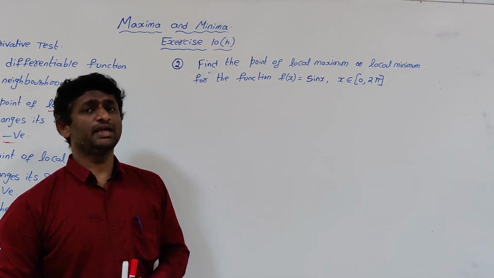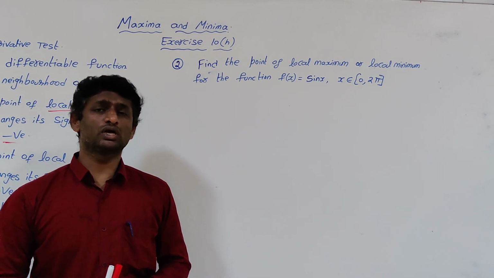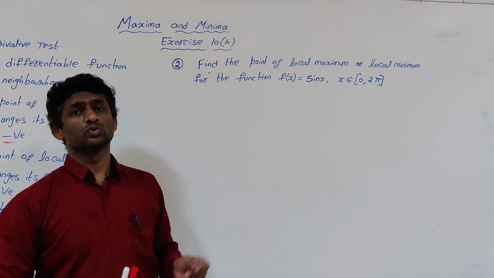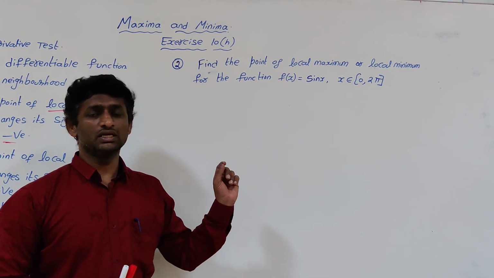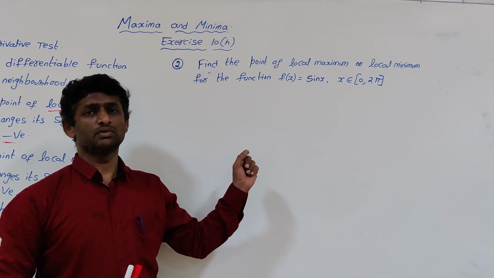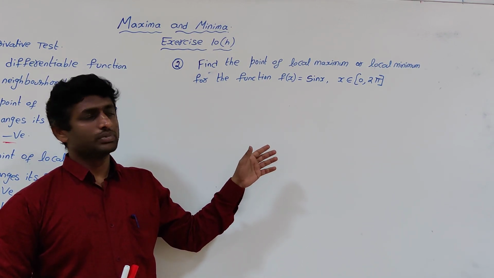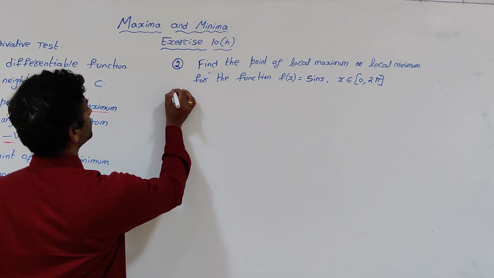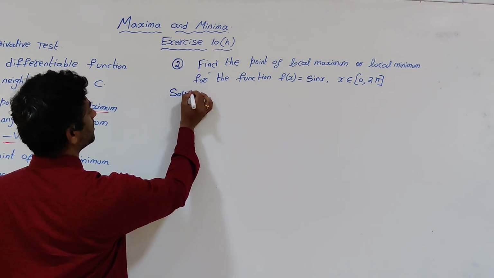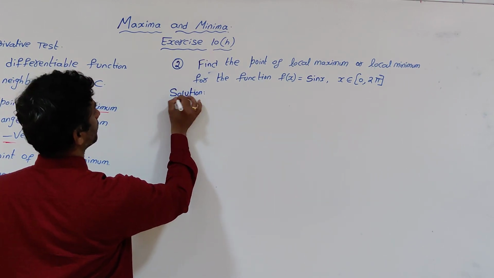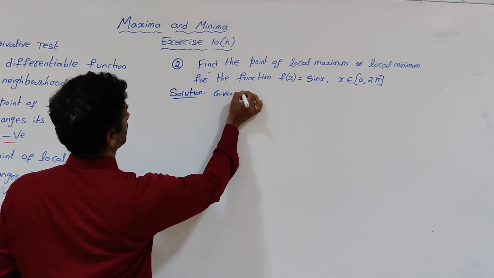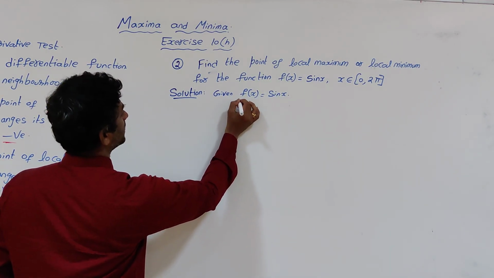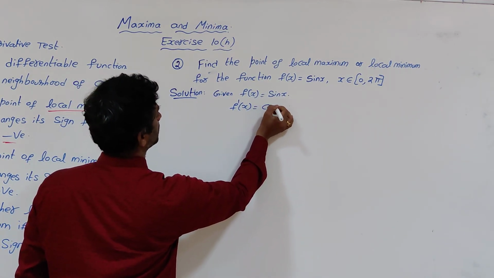The second problem is again to find the point of local maximum or local minimum for the function f of x is equal to sin x, where x belongs to the closed interval 0 to 2 pi. It means we are asked to find the local maximum or minimum in the domain 0 to 2 pi. So let us write. Given f of x is equal to sin x, what is the derivative? f dash of x will be cos x.